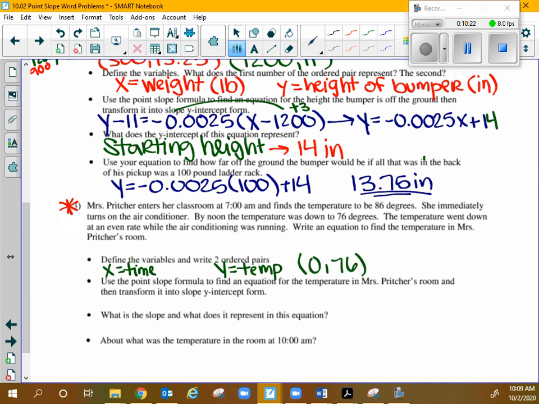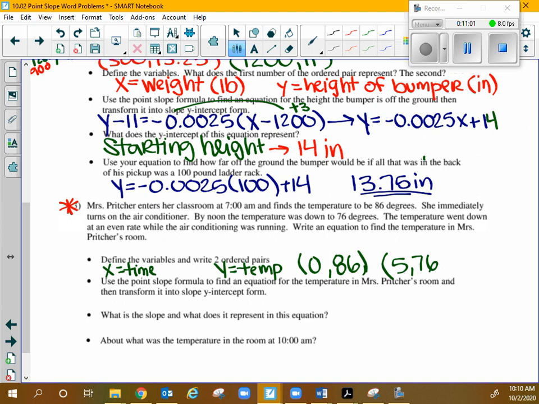So instead of time, what could I do to measure what's happening and starting at 0 instead of 7? If I use 0 for 7 a.m., what do you think I'm going to use for noon? 5. Why? Because it's 5 hours, you gain 5 hours. Love it. So 5 is, oops, I put the wrong degrees here. This was 86, and this was 76.